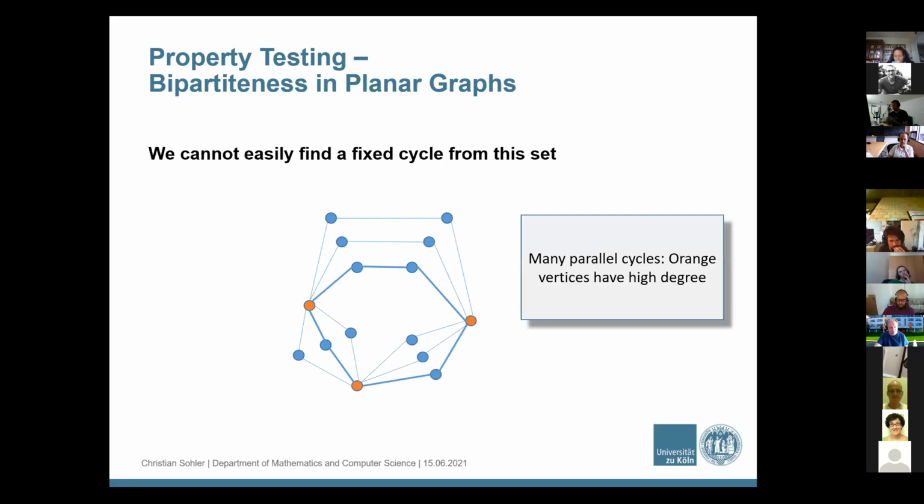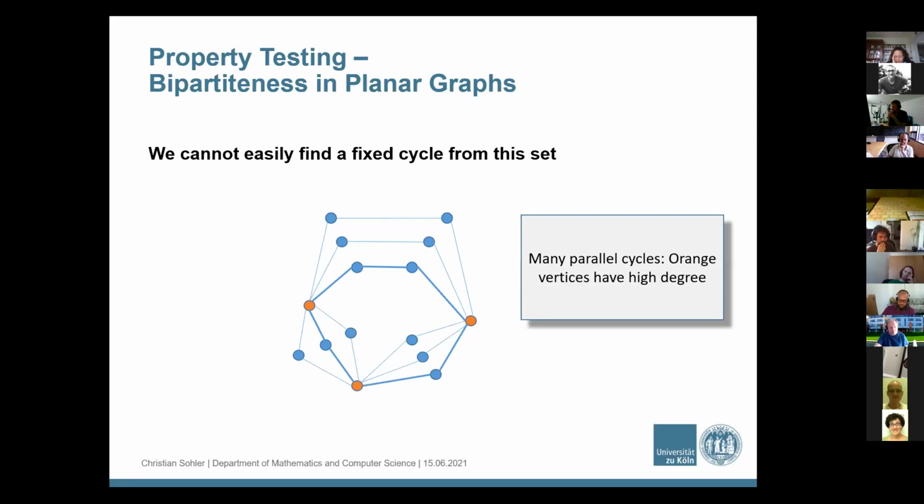Now, the result of this processing could be a graph like this. And this graph shows why the analysis fails, or why it is difficult, or at least for us, it was difficult to find an analysis. Because usually one might approach this problem by just fixing some cycle. And then maybe we want to argue that with some probability, we find this fixed cycle with some good probability.